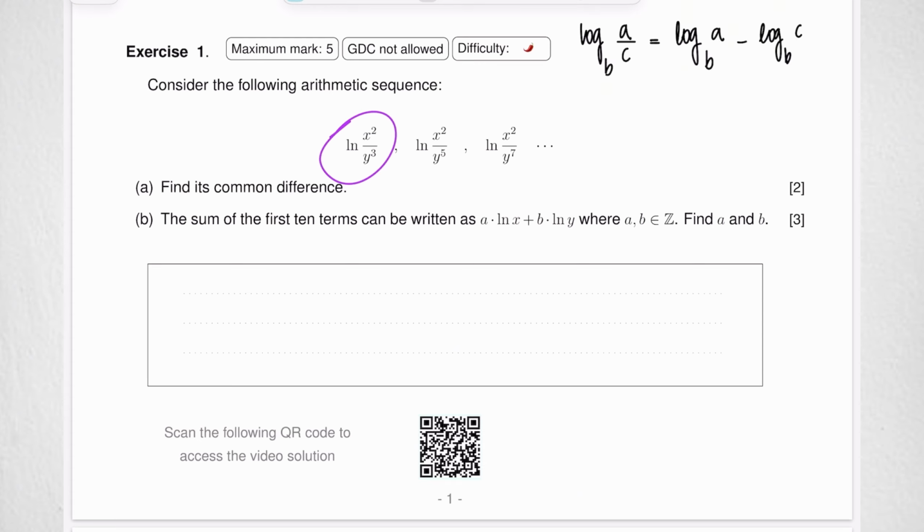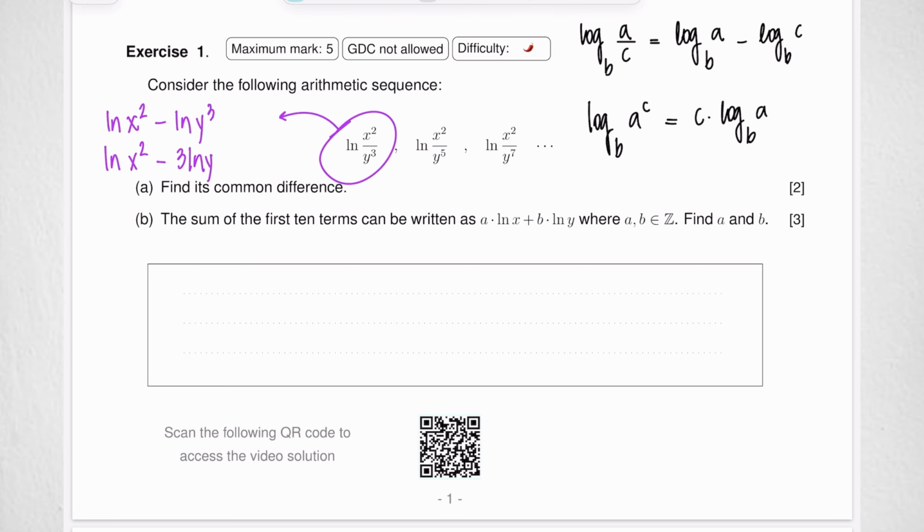The quotient. It could be rewritten as the natural log of x squared minus the natural log of y cubed, which by using another property, the exponent one, could also be rewritten as natural log of x squared minus 3 ln of y. And I just dropped the exponent of y because the ln of x squared is constant amongst the other terms. So going to the second one now. We can rewrite this as ln of x squared minus 5 ln of y. And this one as ln of x squared minus 7 ln of y.